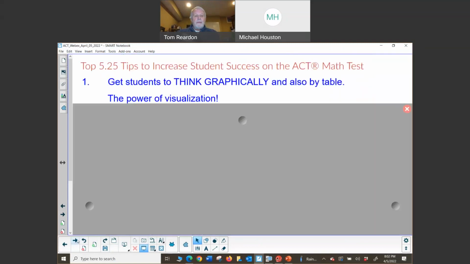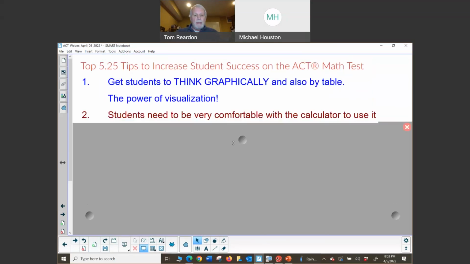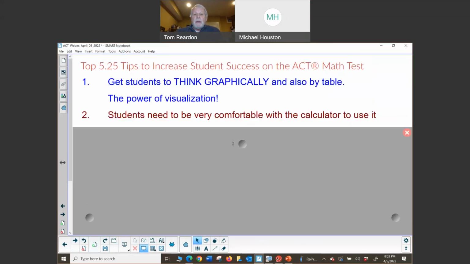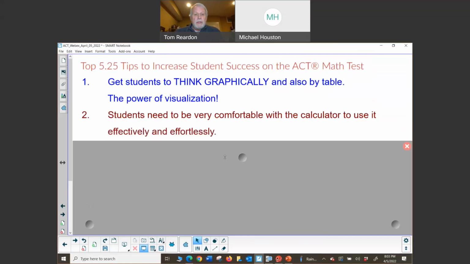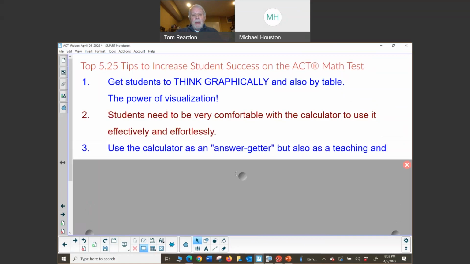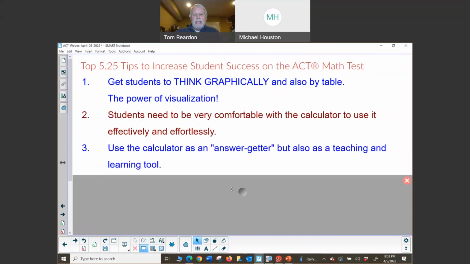All right, so the top 5.25 tips to increase student success. First of all, you're going to hear me say think graphically and also by table. The power of visualization cannot be underestimated. Students need to be very comfortable with whatever calculator they use to use it effectively and effortlessly. So the more they use it, the more they're going to be able to use it on the test. But also, we don't want to just use it as an answer getter, but also as a teaching and learning tool. And you'll see me talk about that.